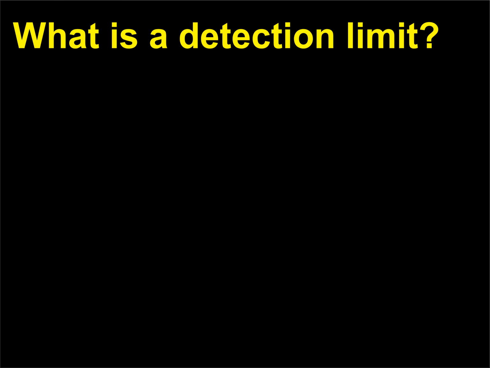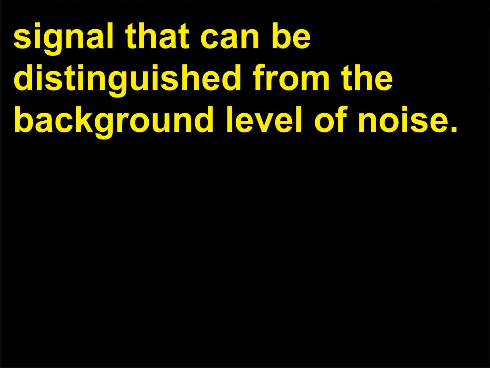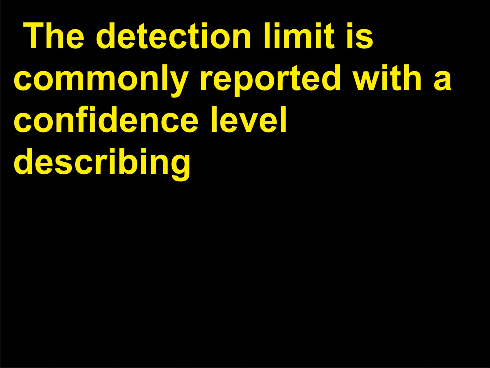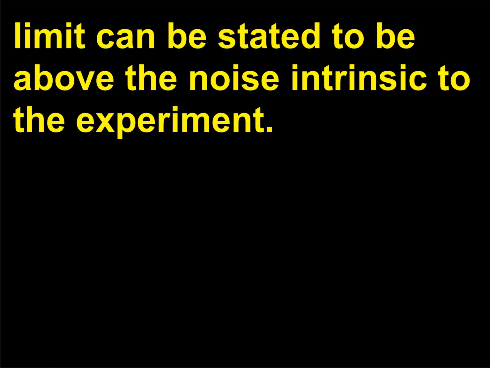What is a detection limit? The detection limit for a measurement is the lowest amount of signal that can be distinguished from the background level of noise. The detection limit is commonly reported with a confidence level describing the percent confidence with which the measured signal at the detection limit can be stated to be above the noise intrinsic to the experiment.